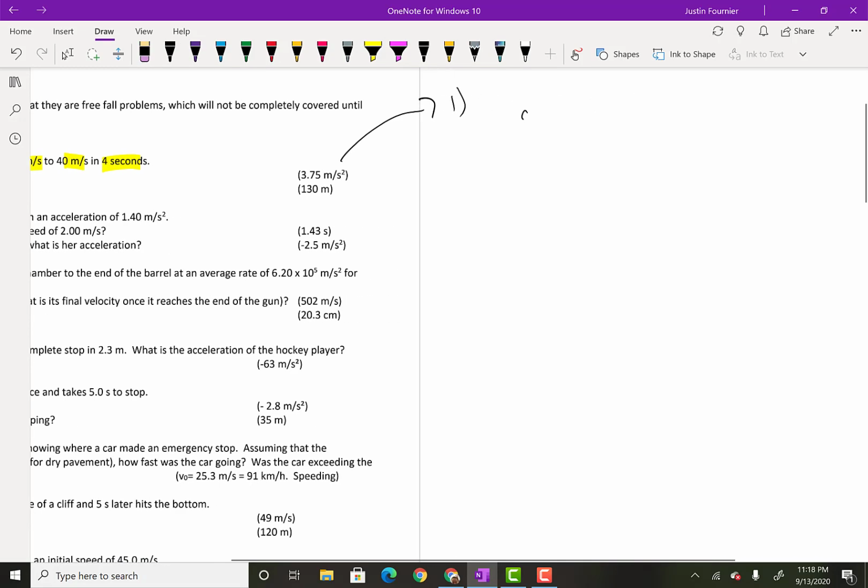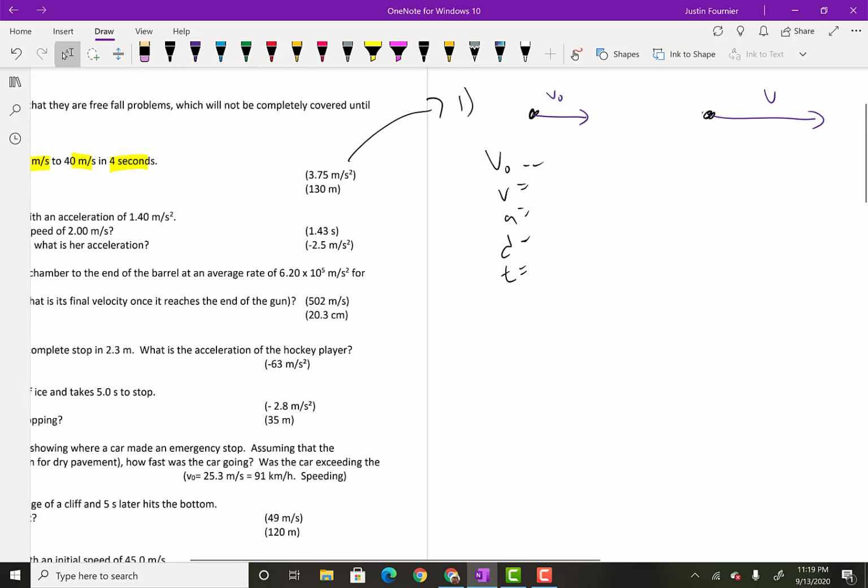Actually, let's draw a quick little picture here. So we're going from here to here, and we're accelerating from this speed to this speed. So here's my initial velocity. Here's my final velocity, and it all happens in 4 seconds. So it sounds like a Vovat. So my initial velocity is 25 meters per second.